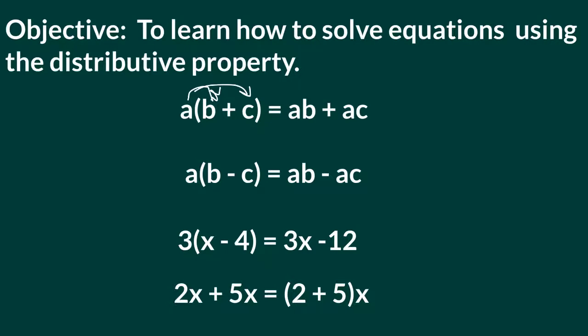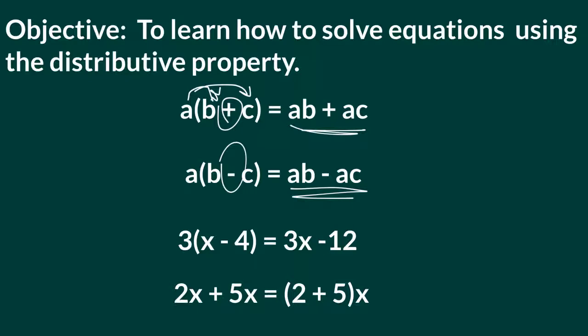All right. And it doesn't matter whether you have a plus or a minus, it still gives you that same AB, AC out here on the side. One example of this is when I have 3 times the quantity x minus 4. That's the same as saying 3x, 3 times x, minus 12, which is 3 times negative 4. You get the negative 12 there.